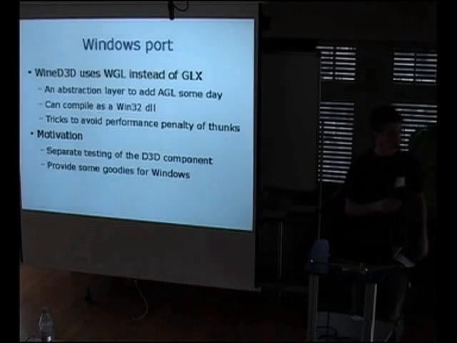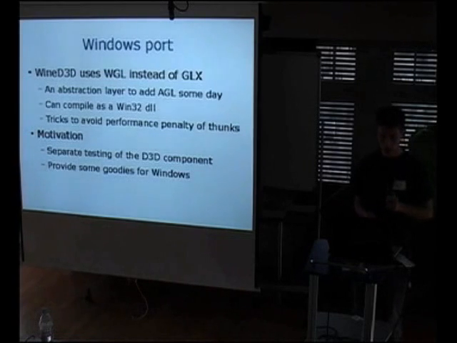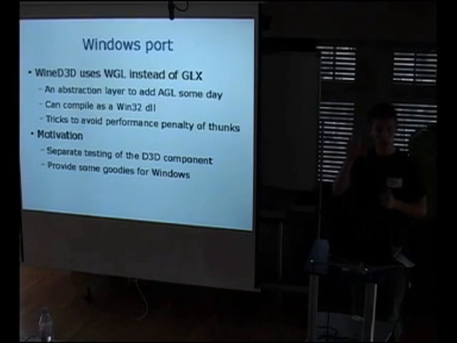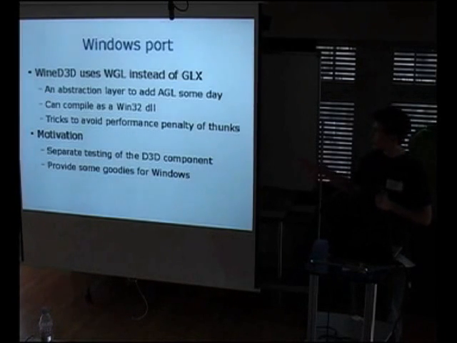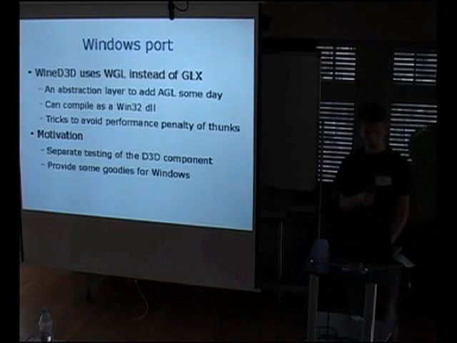And Wine Direct3D now uses the OpenGL interface implemented in Wine, so it uses WGL instead of GLX directly. This will allow us later to add support for the Apple OpenGL library. And there are some ifdef tricks in the headers and the code to avoid the performance penalty of going through OpenGL wrappers of tiny functions which just call the library. So Wine Direct3D uses WGL to set up the frame buffer and that stuff, but later on it calls directly into the Linux code. So we have the extra abstraction layer without any performance penalty.